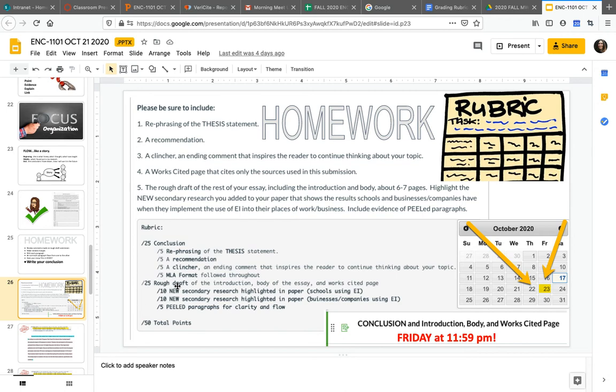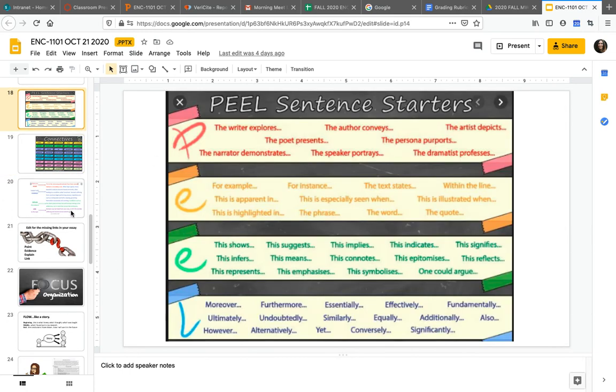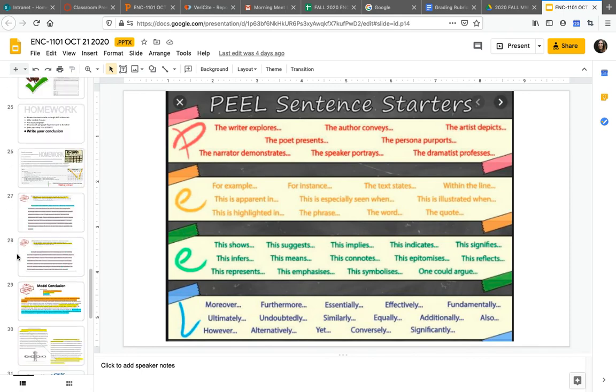I'm also going to be looking for these items as well. If you want to highlight these for me in your rough draft, I would really appreciate that. It'll just make it easier for me to find. I know highlighting is not like MLA format, but if you could highlight this new research that you added to your paper, that would be really good. And if you want to highlight areas where you worked on peeling, that would be great too. That way I can easily find it in your paper. And just highlight some of the connective words that you used or whatever would be fine for that.